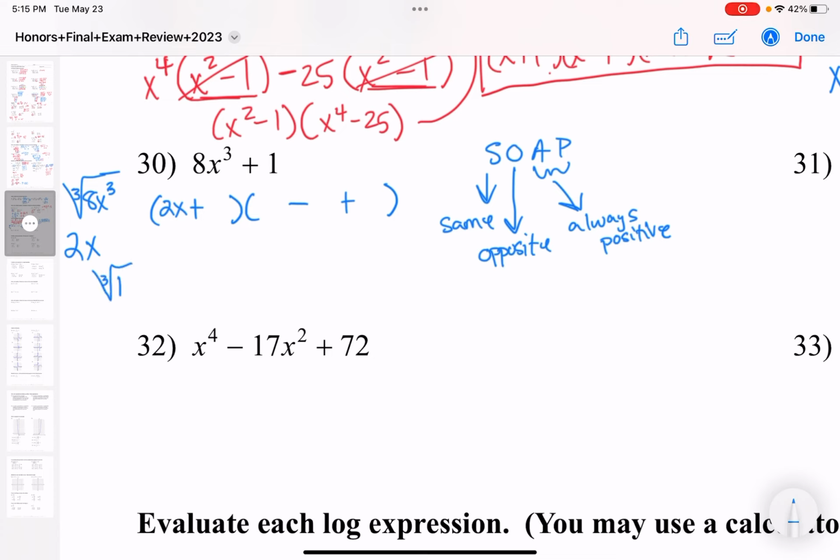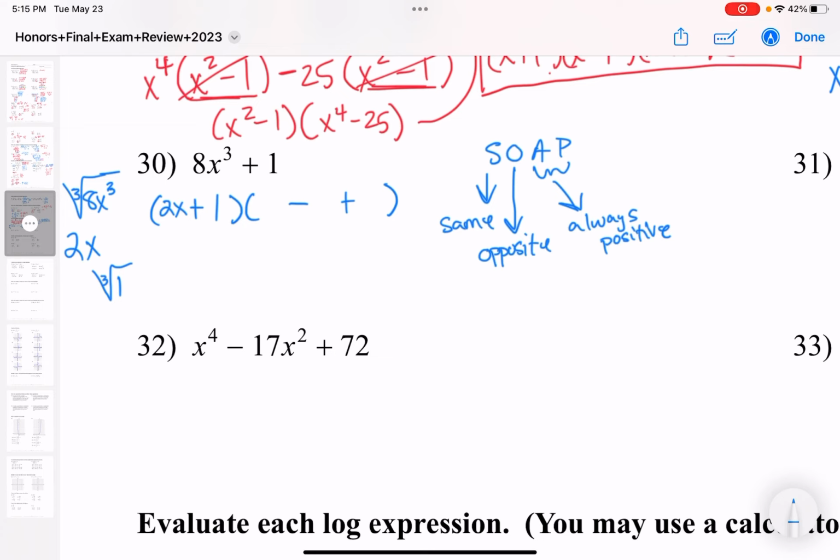Okay, now I take the cube root of the other number. The cube root of 1. Again, you can type that in your calculator, but again, what times itself 3 times makes 1? Well, the only way to get 1 is to do 1 times 1 times 1. So the cube root of 1 is 1. All right, so that's the first parentheses.